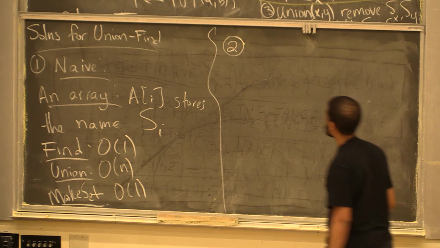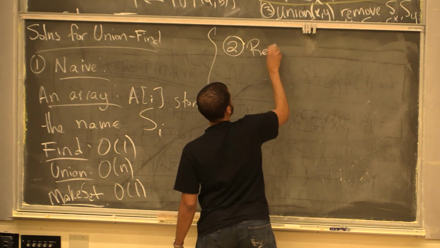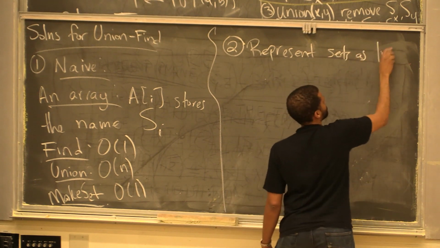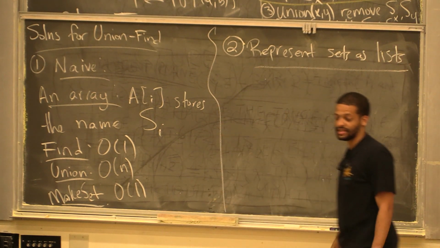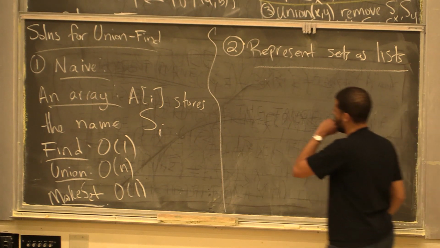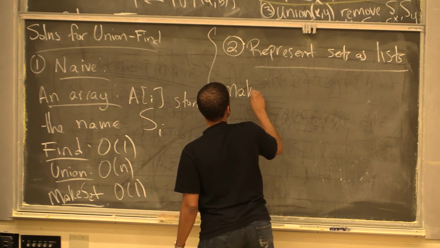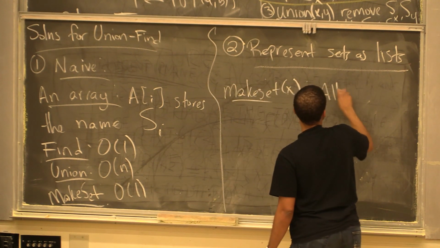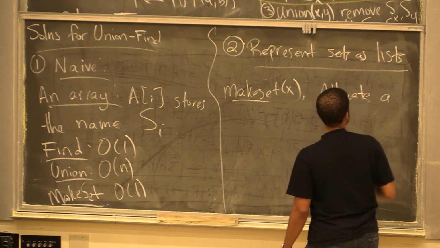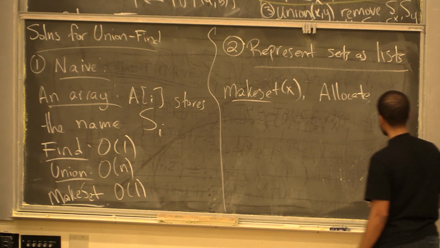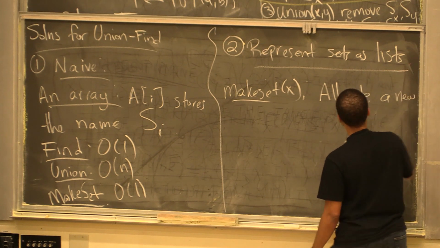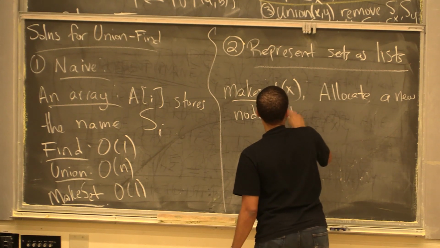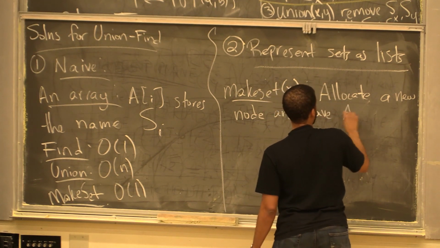Okay, so here what we're going to do is represent sets as linked lists. Okay, so make set. How would I make set? I would just allocate a new node and have some array of pointers point to it.